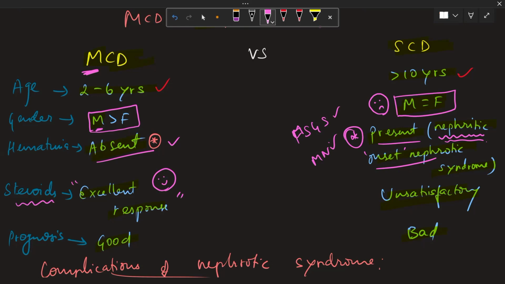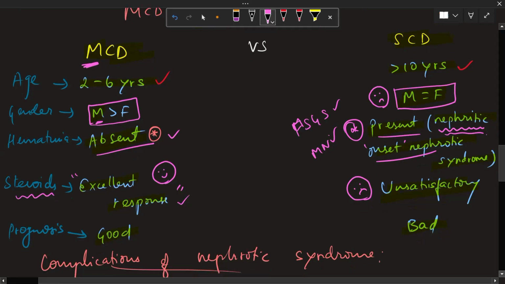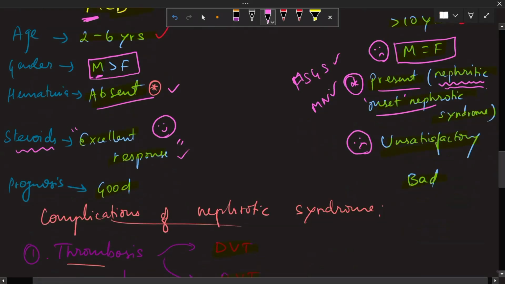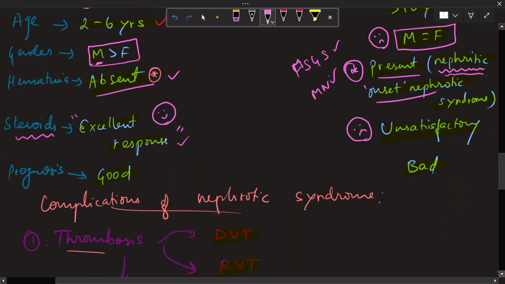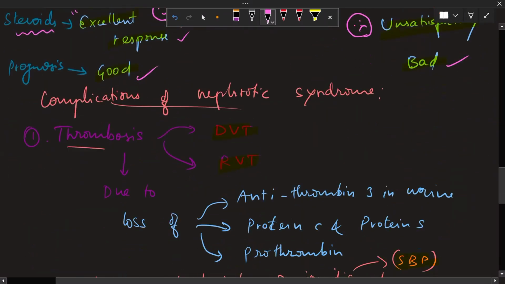And response to steroids: since MCD is a somewhat good disease compared to SCD, it shows excellent response to steroids. Most of the patients will undergo remission after taking steroids. They will show excellent response, but the response to steroids is unsatisfactory in SCD. And the prognosis, we have also already seen that MCD has got good prognosis and SCD has got bad prognosis.